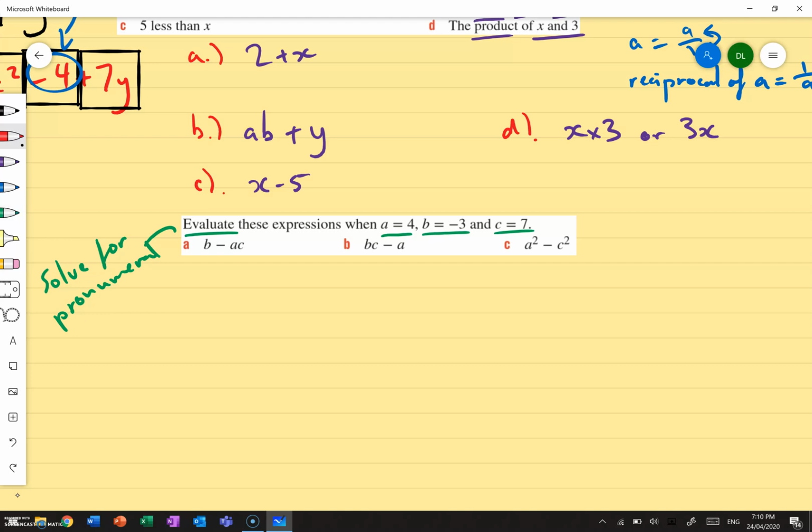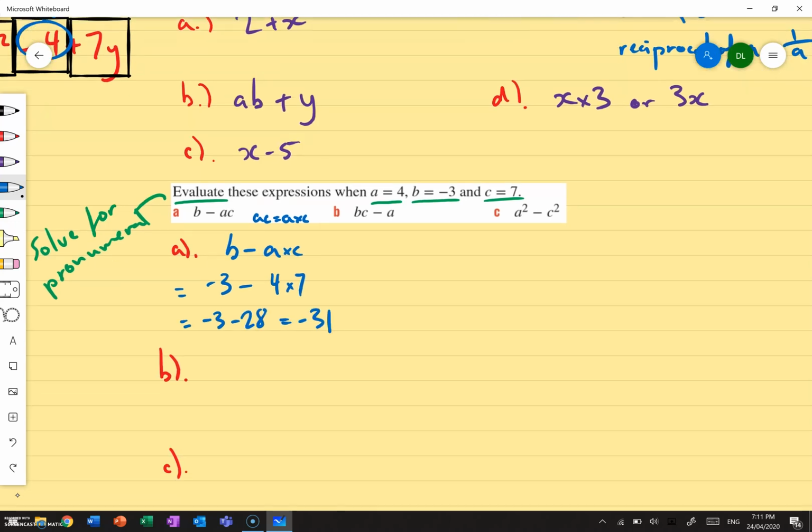So for a, let's write a, b, c. For a, I'm saying b minus a times c, right? Because there's a hidden times. ac is equal to a times c, right? Remember that. So every time I see b, I'm writing negative 3. Every time I see a, I'm writing 4. Every time I see c, I write 7. Okay? So now it becomes b is negative 3, so negative 3 minus a is 4, c is 7, so 4 times 7, and end up with negative 3 minus 28, which gives me negative 31.